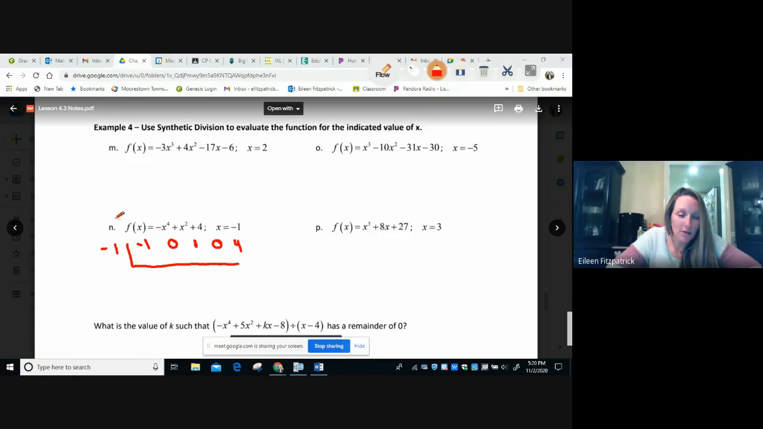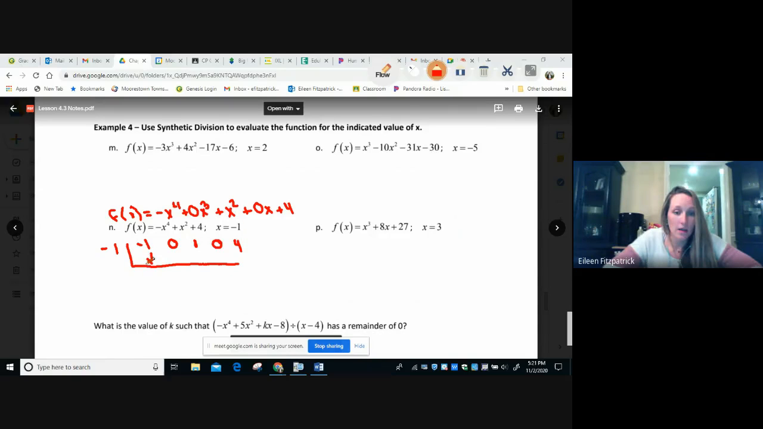If you didn't understand what I was just saying there, think about if you were to write this in standard form, not skipping any exponents. It's negative x to the 4th. Then you'd have to put in a plus 0 x cubed because x cubed is missing. Then I have a positive x squared. Then I'd have to put in a plus 0 x because your x term is missing, and then 4. So that's where the coefficients of negative 1, 0, 1, 0, and 4 are coming from.